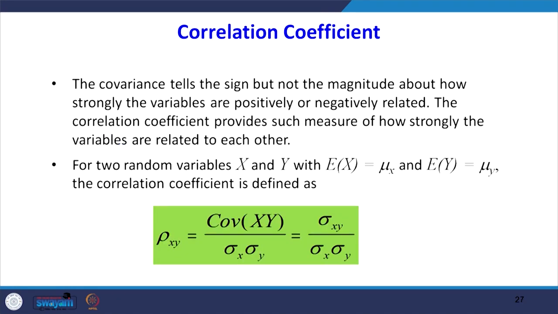Then correlation coefficient. The covariance tells the sign, but not the magnitude of how strongly the variables are positively or negatively related. The correlation coefficient provides such a measure of how strongly the variables are related to each other. So the covariance is only giving the direction, not the magnitude, but the correlation is giving the magnitude. For two random variables X and Y, E of X equals mu x and E of Y equals mu y, the correlation coefficient is defined as covariance of XY divided by sigma x sigma y.